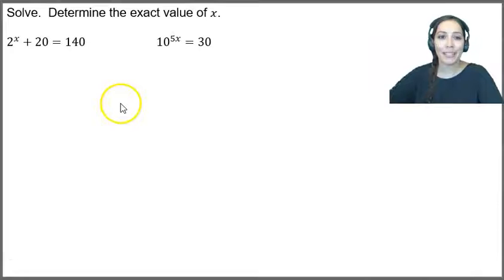Solve. Determine the exact value of x. So I have two different problems here. I have 2 to the x power plus 20 equals 140, and 10 to the 5x power equals 30. How am I going to solve these and get the exact value of x?